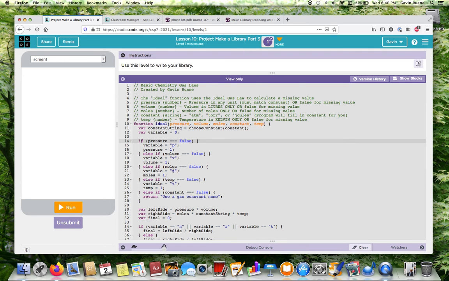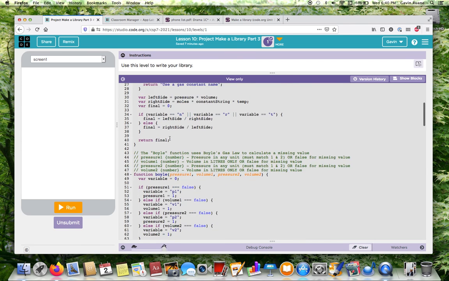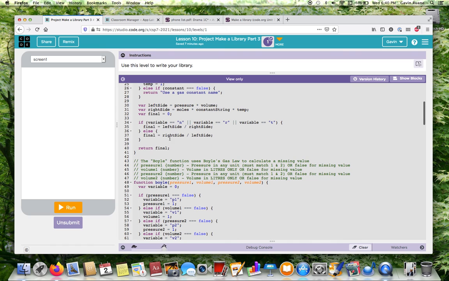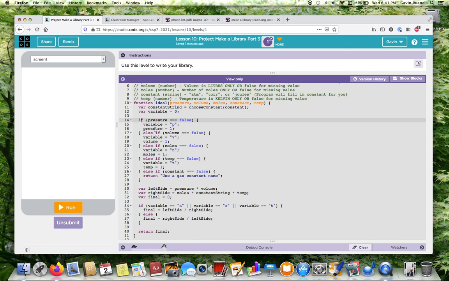We don't need to go through the rest of those, but if it was temperature, it would skip through each one and go to temperature if that was your variable. Then, when I set this up, I thought of it as a literal equation, left side of the equal sign, right side of the equal sign. The left side is equal to pressure times volume, just like PV equals nRT, and the right side is equal to moles times constant string times temp. And here's where pressure equals 1 comes in. I'm going to set the pressure, so down here, this will be 1 times whatever the volume is.